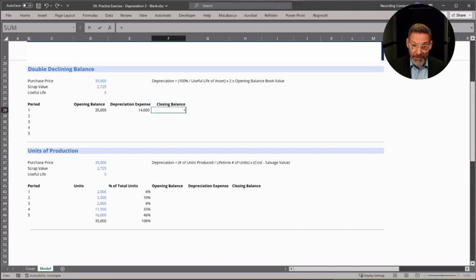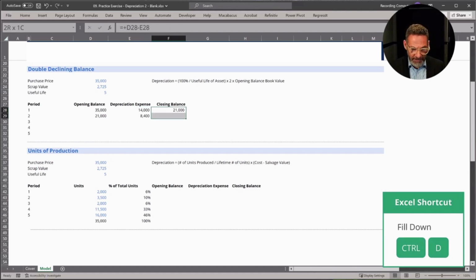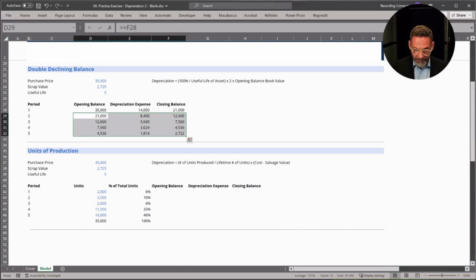Our closing balance is the opening balance minus the depreciation expense. The opening balance for the next period is the closing balance for the previous one. I'm going to copy that down, Control D, copy that down, and then I'm going to copy this all down. And you can see at the end of period 5 in particular, we do have a closing balance.